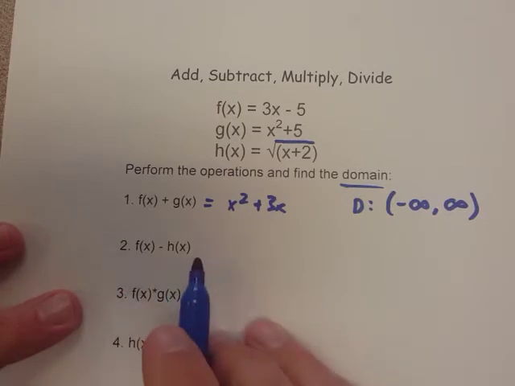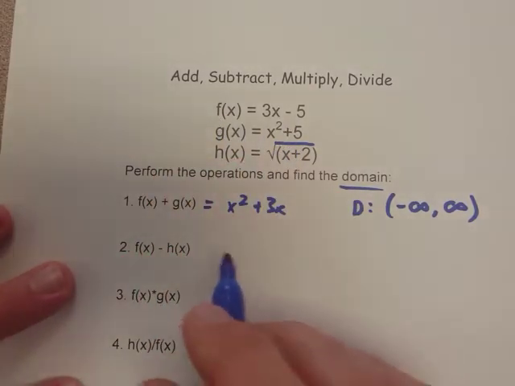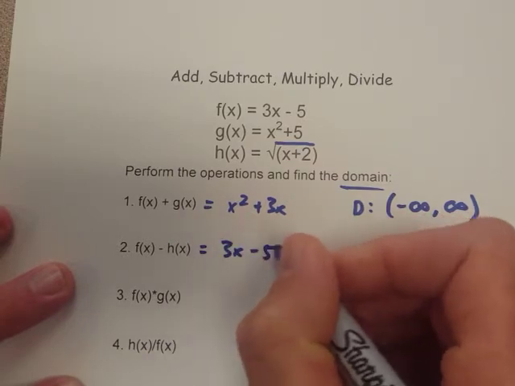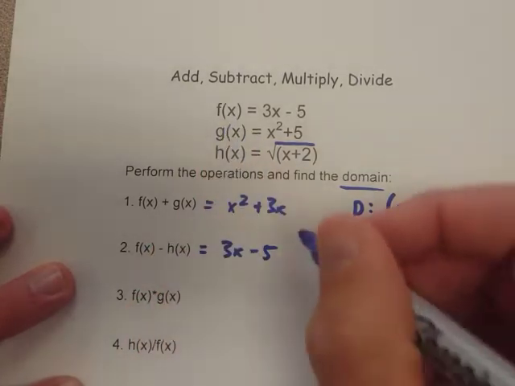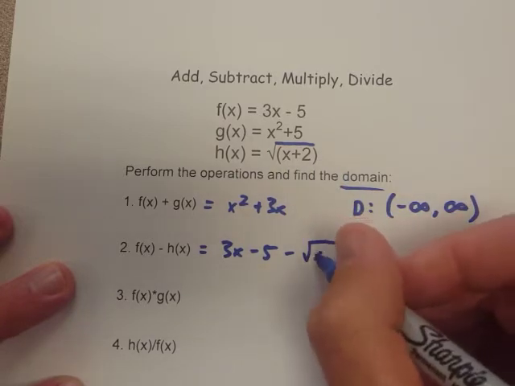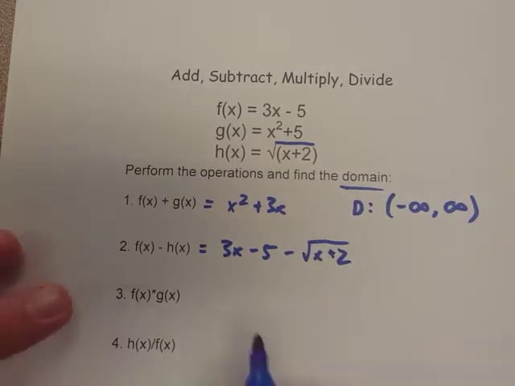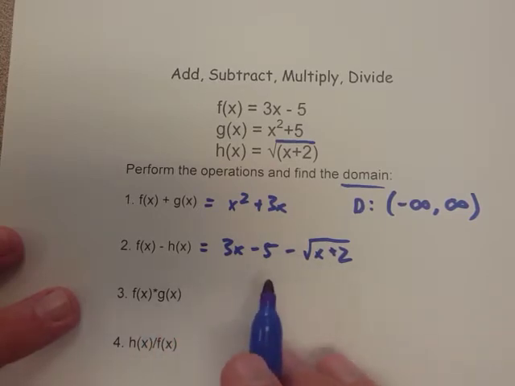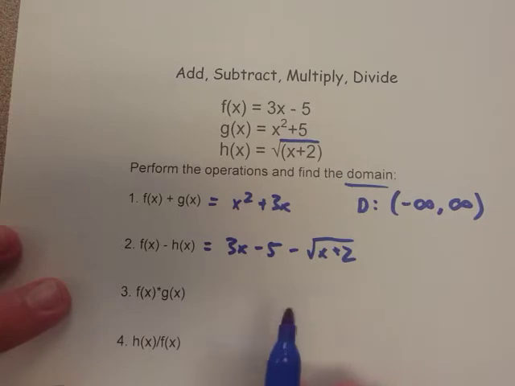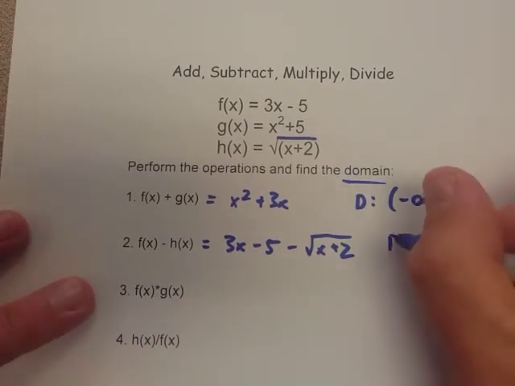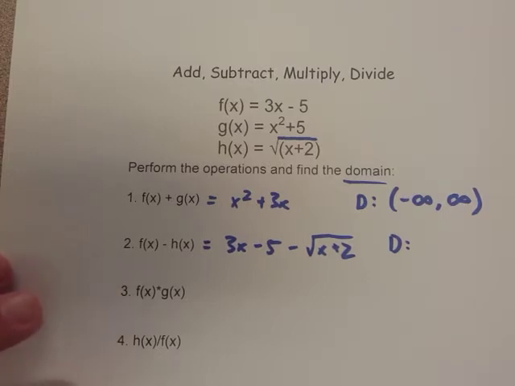f of x minus h of x, a little bit different here. We've got 3x minus 5 as our f of x, minus h of x, which is square root of x plus 2. Now with this one, there's really nothing else we can do to combine this. We just have to find out what the domain is. But the trick is that when you do combine different functions together, you have to use for the domain the most restrictive part of the domain.